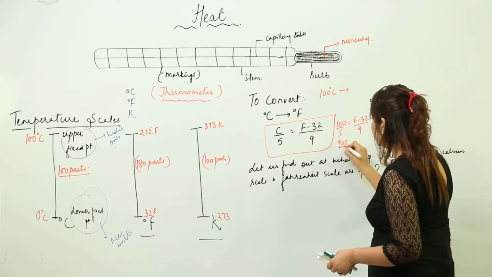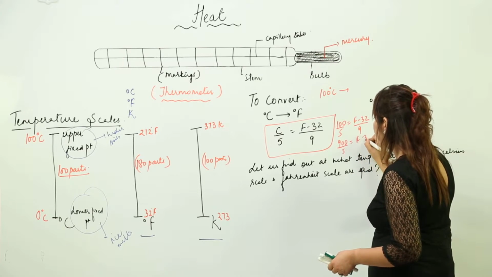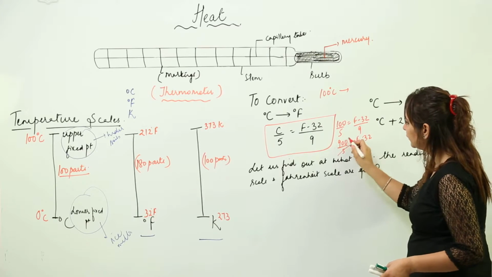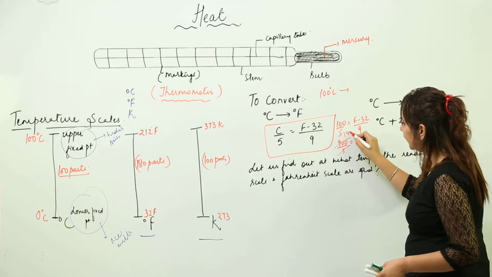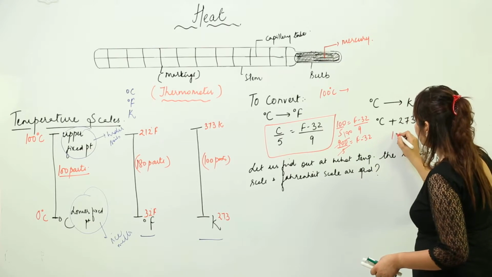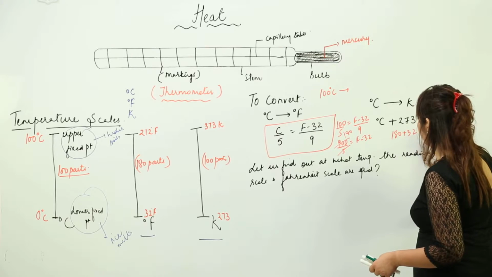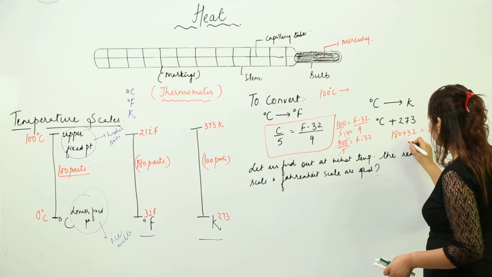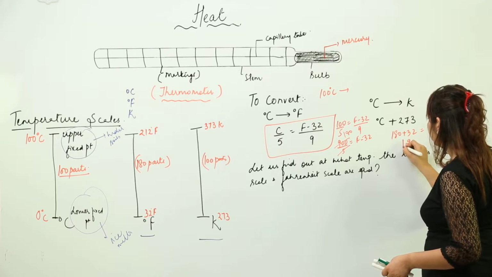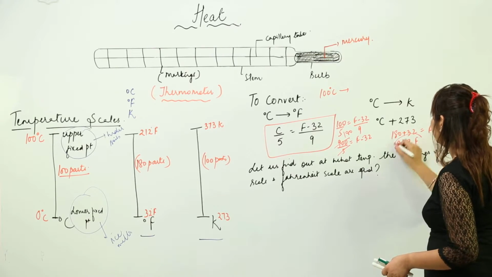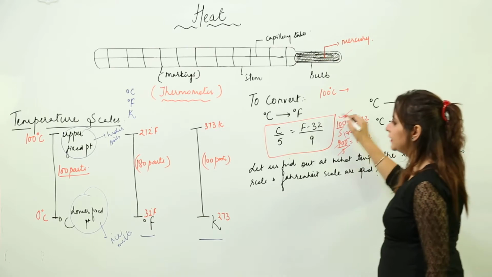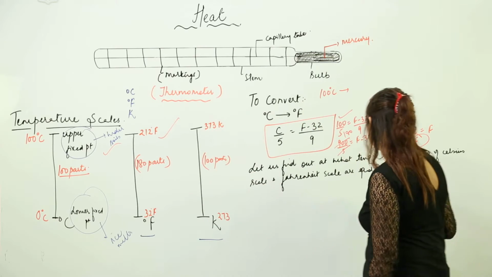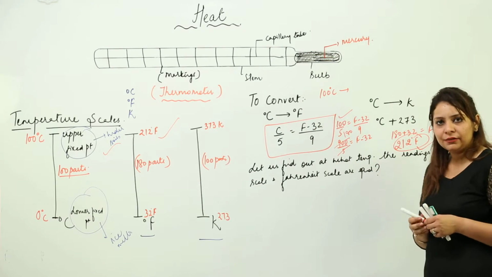which comes out to be 900 upon 5 is equal to F minus 32. If you solve for it, 5 into 180 comes out to be 180. So it is 180 plus 32 is equal to Fahrenheit, because this comes here and it becomes plus. So it comes out to be 212 Fahrenheit. Again you know that 100 is the upper fixed point and the upper fixed point on Fahrenheit is 212. So same answer, 212 degrees Fahrenheit.